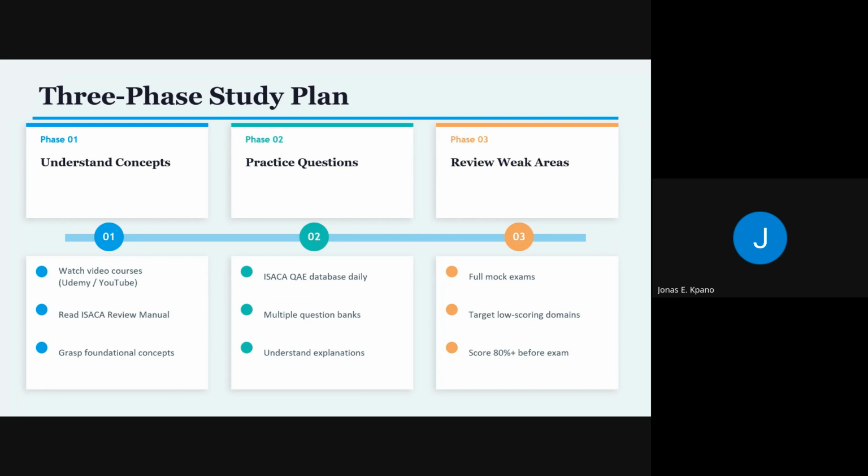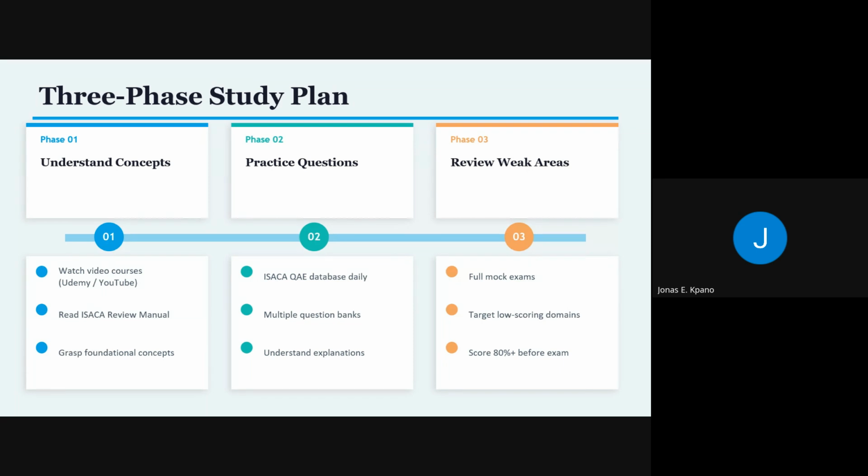Phase 2 is practice questions. You can't do without practice questions. You need to be able to solve practice questions on a regular basis. Even if you can't take them daily, within a week you should be able to take practice questions about 5 times. You need to use multiple question banks, not just one question bank.